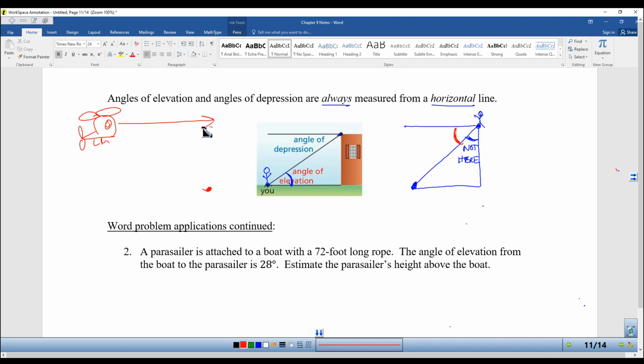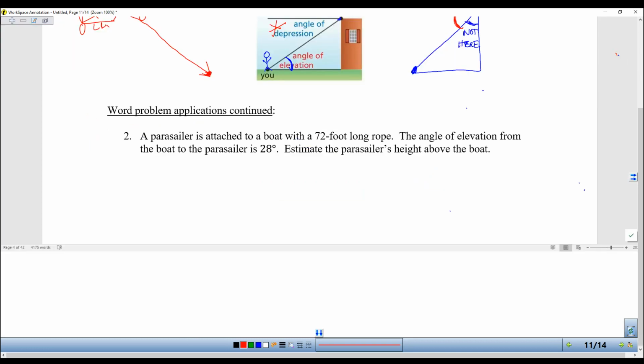The pilot is looking dead ahead, but then he looks down to see this person that he needs to rescue. That is the angle of depression. Think about it as the angle that he's lowering his vision to a new line of sight. So just watch out for this one. Angle of elevation, usually pretty easy. Angle of depression, not so much.